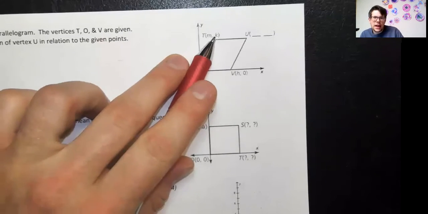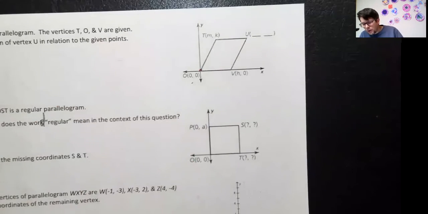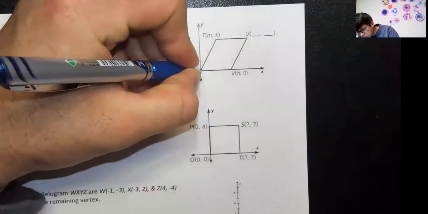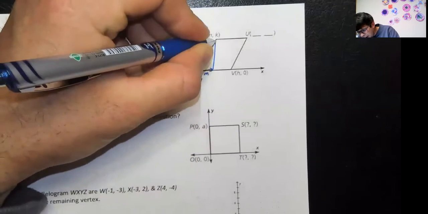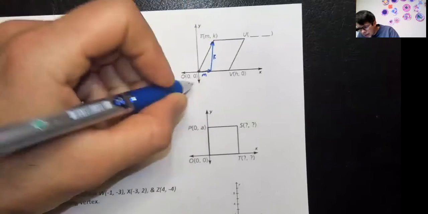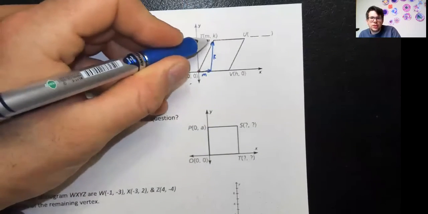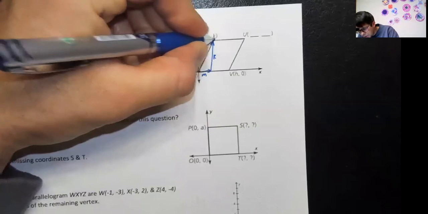T is located at M, K, which means if you want to travel to that point right there, what you need to do is travel over M units, and then travel up K units. And when you travel over M units and up K units, you end up at this vertex right here, which is going to be T.